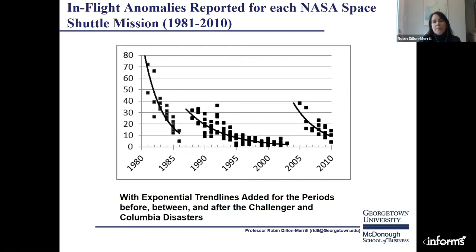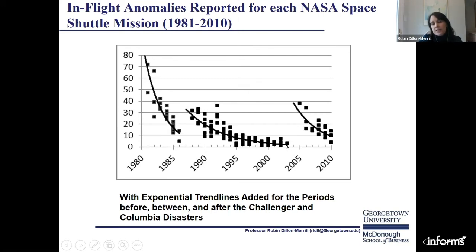And so it would make sense that it would decline over time, that we would learn and get better, and so we would have fewer in-flight anomalies. But we have to remember that this is a system that has millions of parts. The space shuttle had millions of parts. And you can see that there are two gaps in my chart. The first gap is when we lost the Space Shuttle Challenger. And the second gap is when we lost the Space Shuttle Columbia.